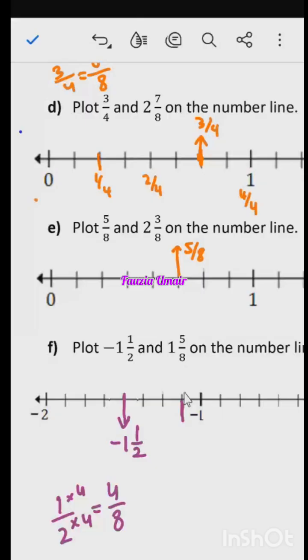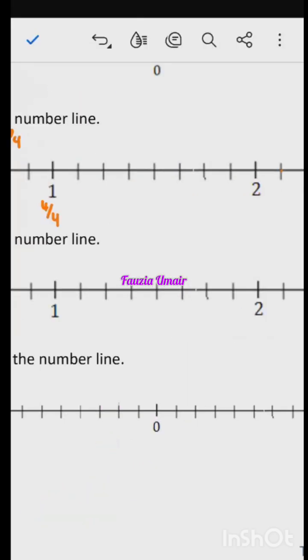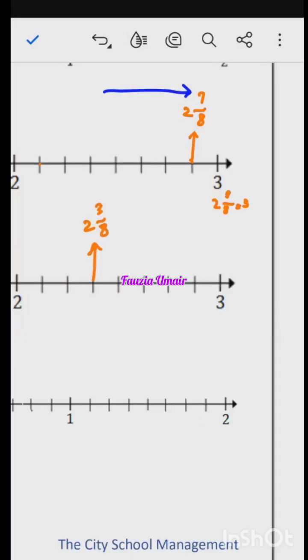Okay, half is always in the middle. Or you can think like this, 1 by 2 is equivalent to 4 by 8. So that's why it will be in the middle of the two numbers. So what about 1 whole 5 by 8? I know it is between 1 and 2. So where will that be? 1 whole 5 by 8.